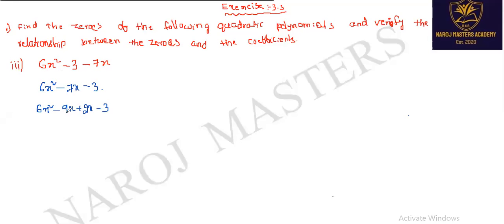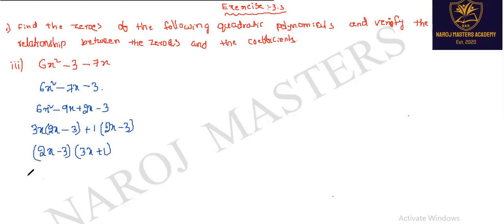Then take 3x common in the first two terms: 3x into 2x minus 3, and here take plus 1 common: 2x minus 3. Now take 2x minus 3 common in both the terms: 2x minus 3 into 3x plus 1.